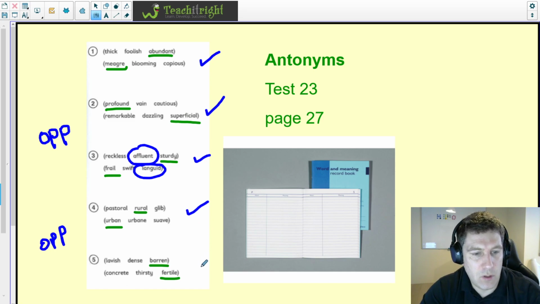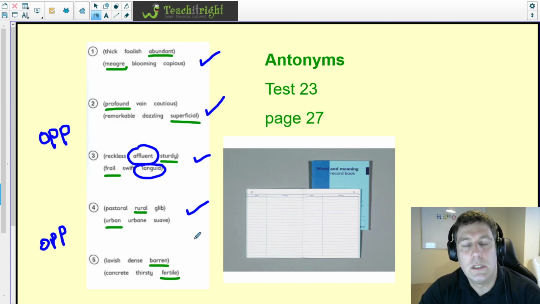Number 5, got lavish, dense, barren, concrete, thirsty and fertile. We often describe land as being barren. Fertile meaning that it's rich and got lots of nutrients, so it makes things grow, whereas barren, you might think of more sandy land that doesn't make things grow so well. So well done if you got that one right. Barren and fertile.